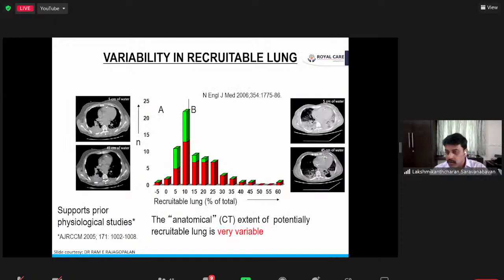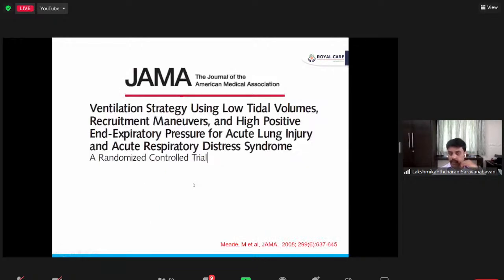So how do you identify that? They tried it with doing CT in multiple patients. It is always very difficult to shift the patients with ARDS to CT just for study purposes. They studied a lot of patients with ARDS, and they found that the percentage of recruitable lung varied significantly, and the predominant number of them had a very low amount of recruitable lung.